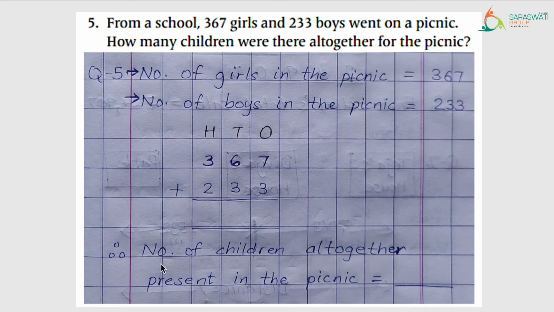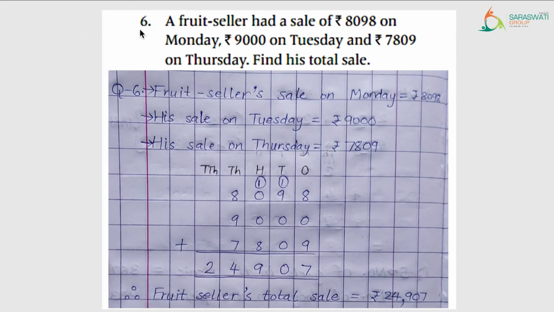And then our final statement will be, therefore number of children altogether present in the picnic. ऐसे हम लिख सकते हैं, right? इक्वल टू साइन करके आपको जो भी सम मिलेगा वो यहाँ पे लिखना है, right? नेक्स्ट क्वेश्चन, क्वेश्चन नंबर 6.